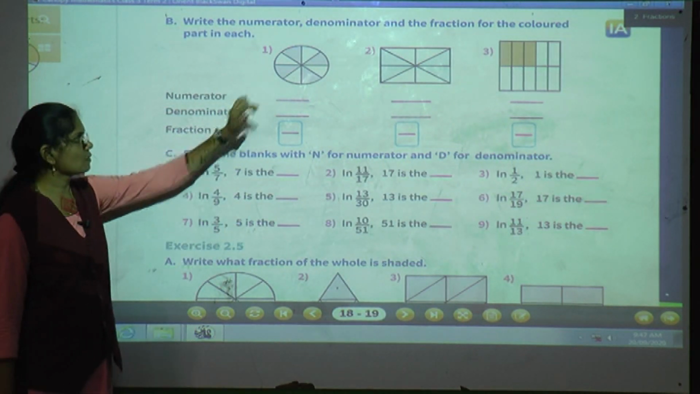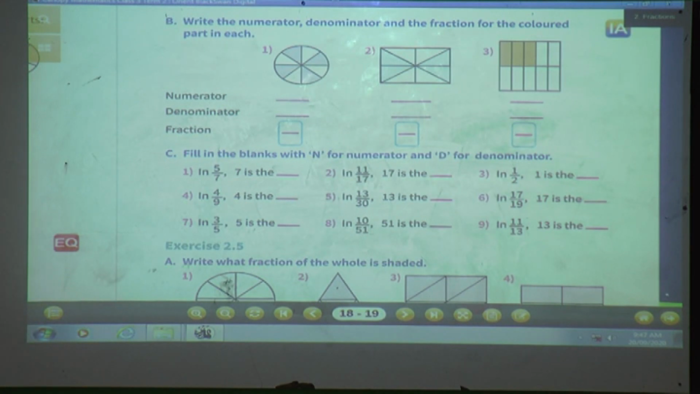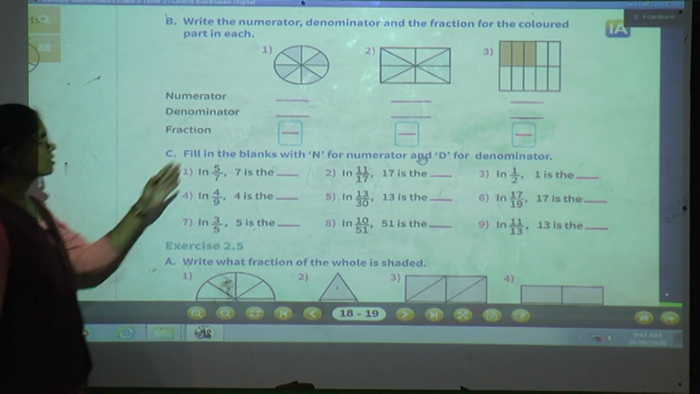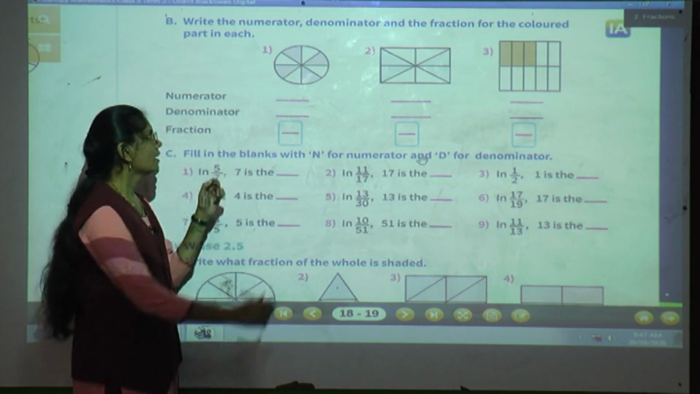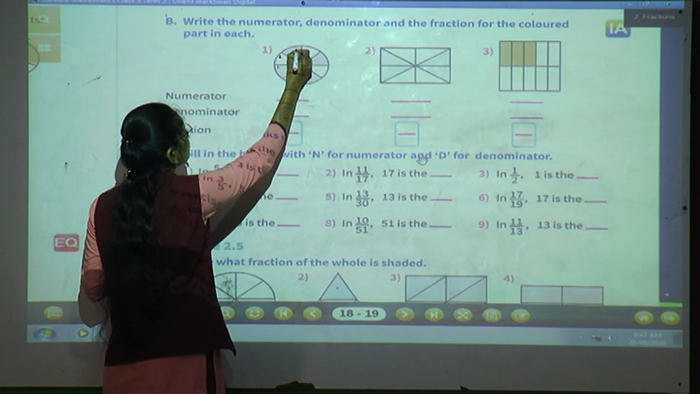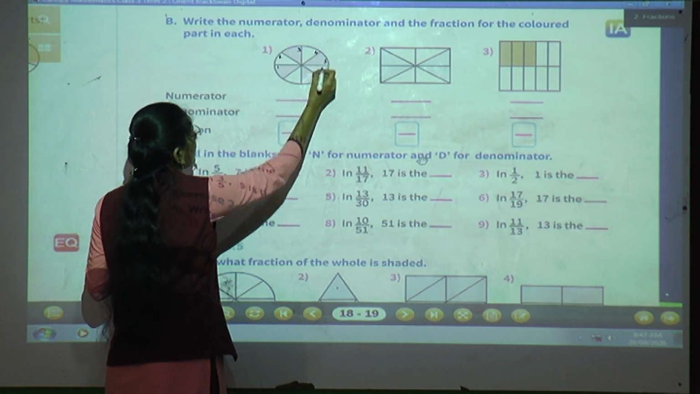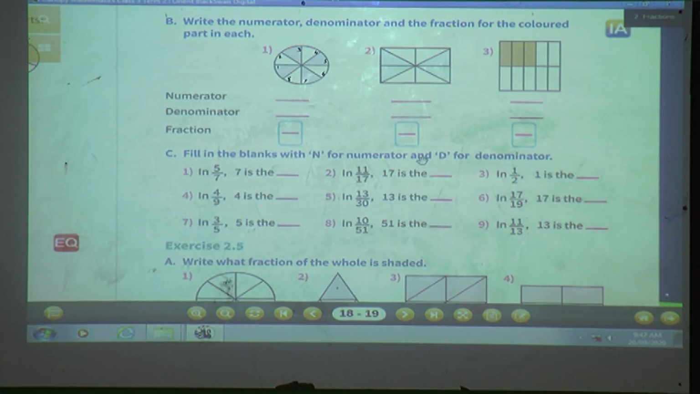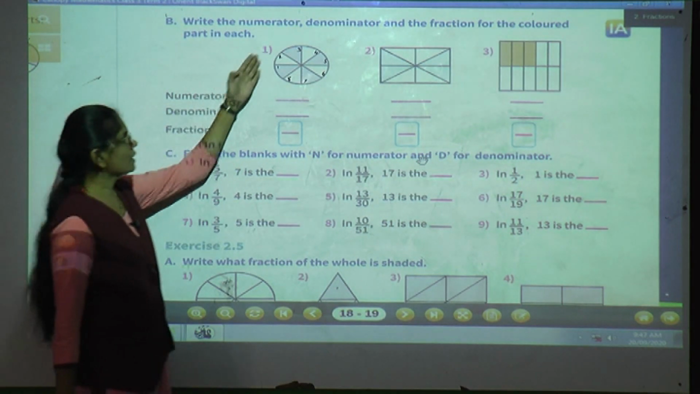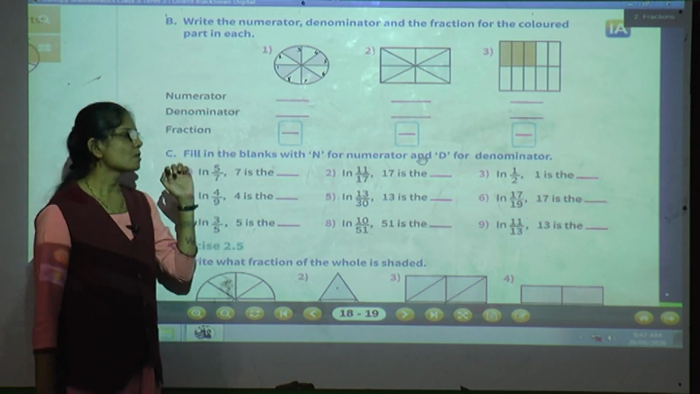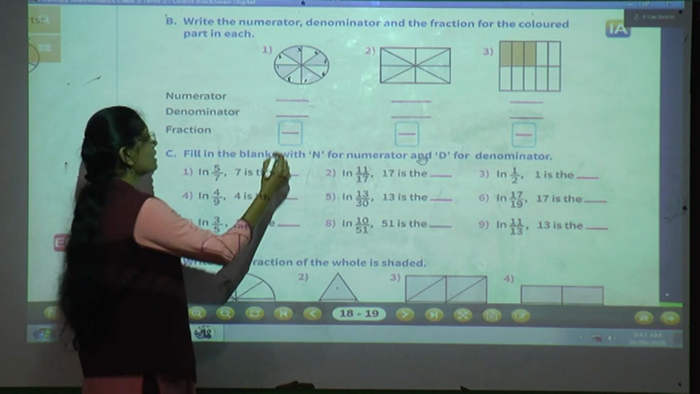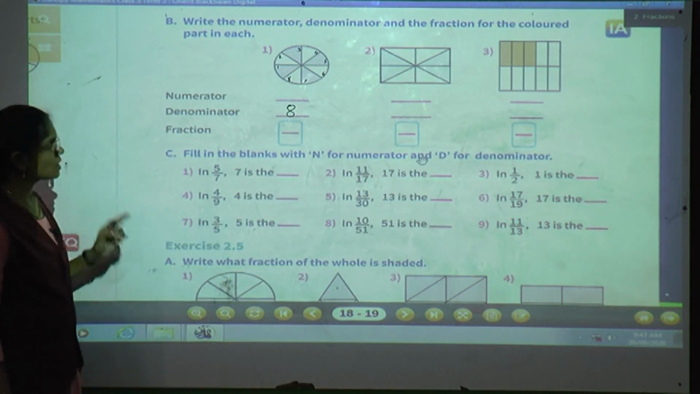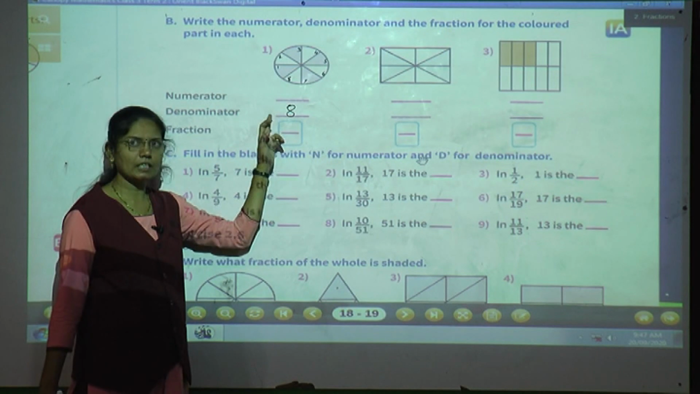Okay. So see this first example. Can you see this? Now in this circle, this whole is divided into how many parts? Let us count. 1, 2, 3, 4, 5, 6, 7, 8. This whole is divided into 8 equal parts. So what is the denominator? Denominator is 8, because the whole is divided into 8 equal parts.